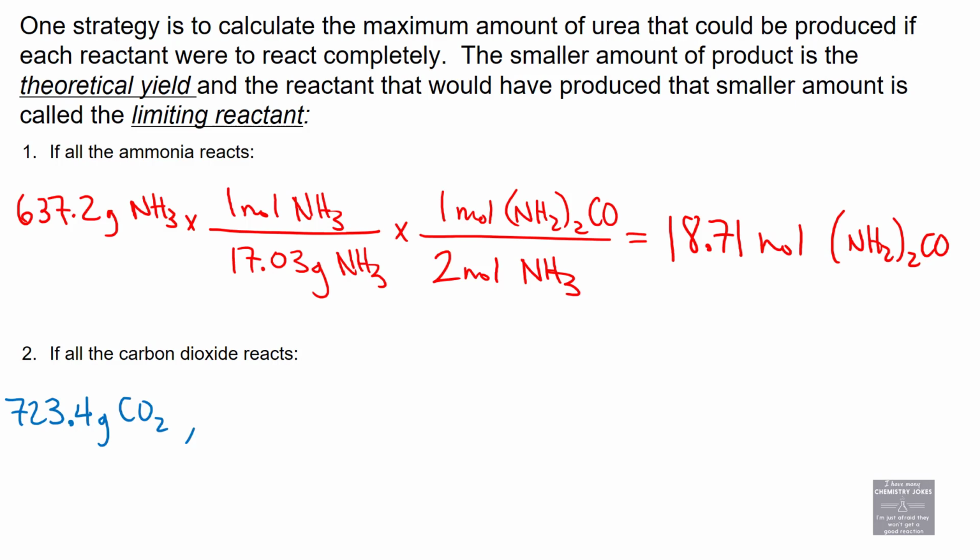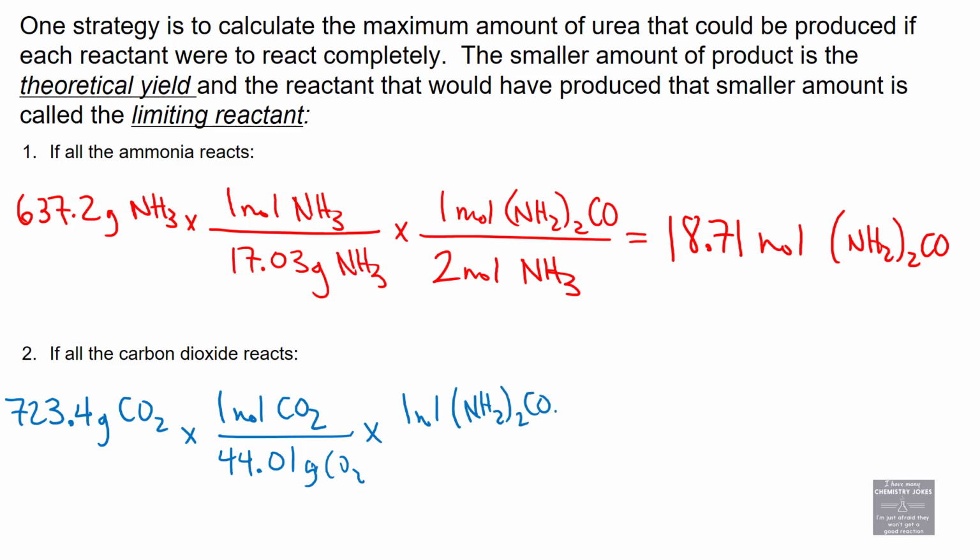723.4 grams of carbon dioxide. 1 mole of carbon dioxide weighs 44. I'm carrying out all the decimals this time. Carbon is 12.01. Oxygen is 16.00. 44.01 grams carbon dioxide. 1 mole urea is created for every mole. This really is a 1-to-1 mole ratio, but you got to put in that bit. How many moles of urea would this amount of carbon dioxide create? 16.4 moles of urea.